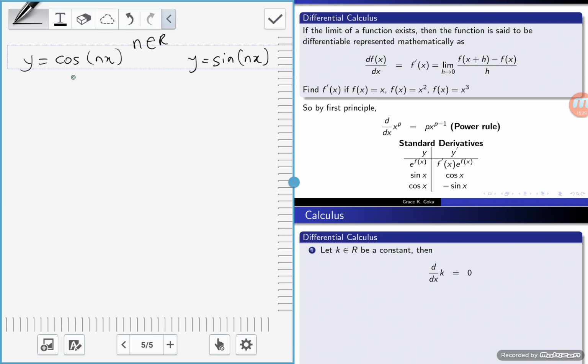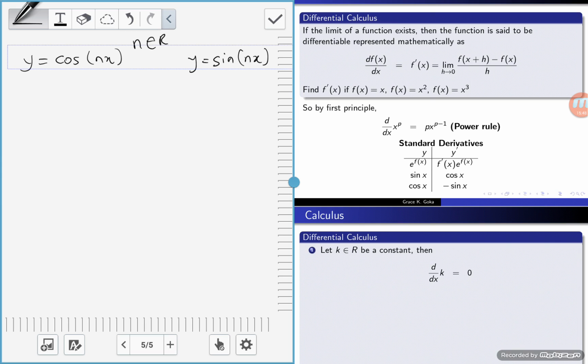If you differentiate cos, you get negative sine, okay? If you differentiate sine, you get positive cos. If you differentiate cos, you get negative sine. If you differentiate sine, you get positive cos. Now, because of lack of time, we'll not be proving it.